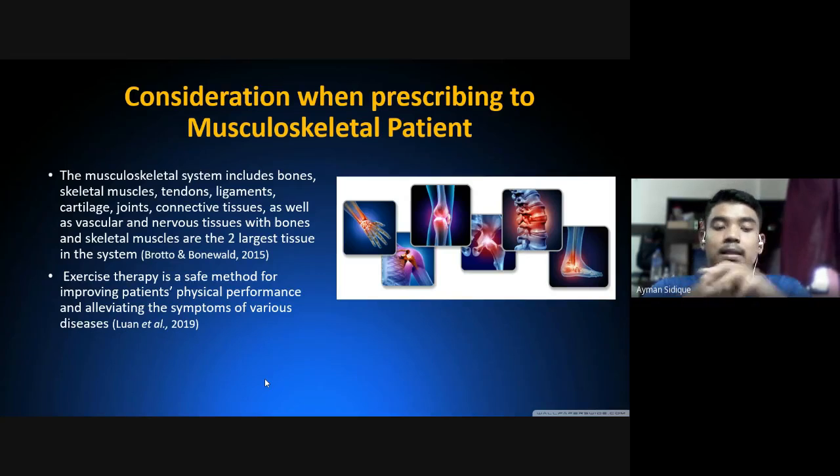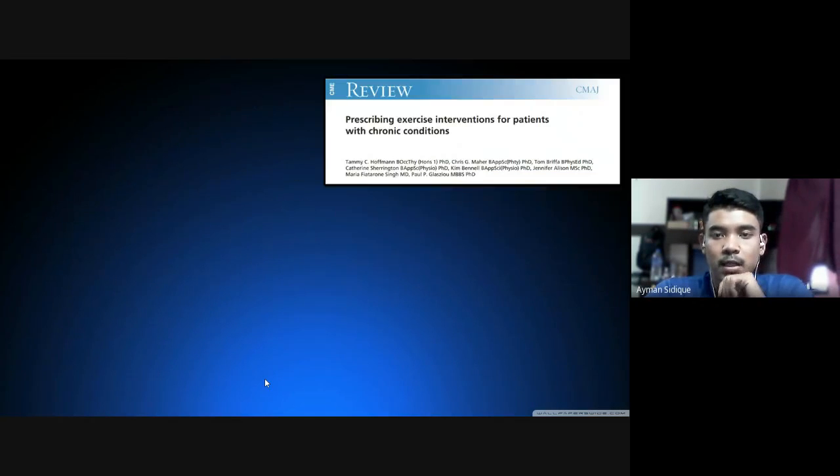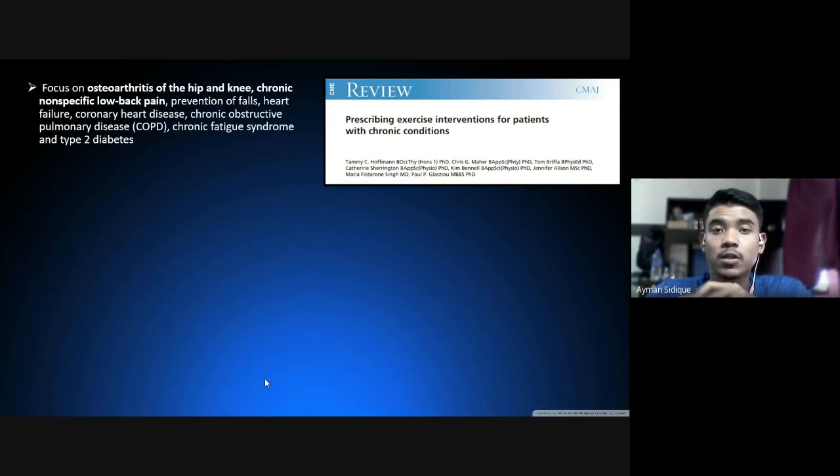And it has been said that exercise therapy is a safe method for improving patients' physical performance and alleviating the symptoms of various diseases. So moving on to the considerations themselves, according to a review paper by Hoffman, this review paper focuses on osteoarthritis of the hip and knee, chronic non-specific low back pain, and other chronic conditions.